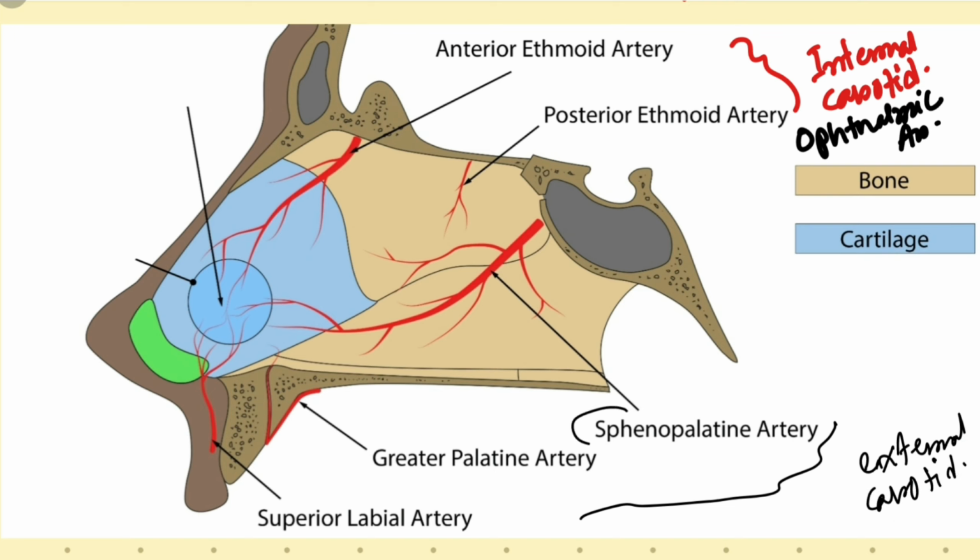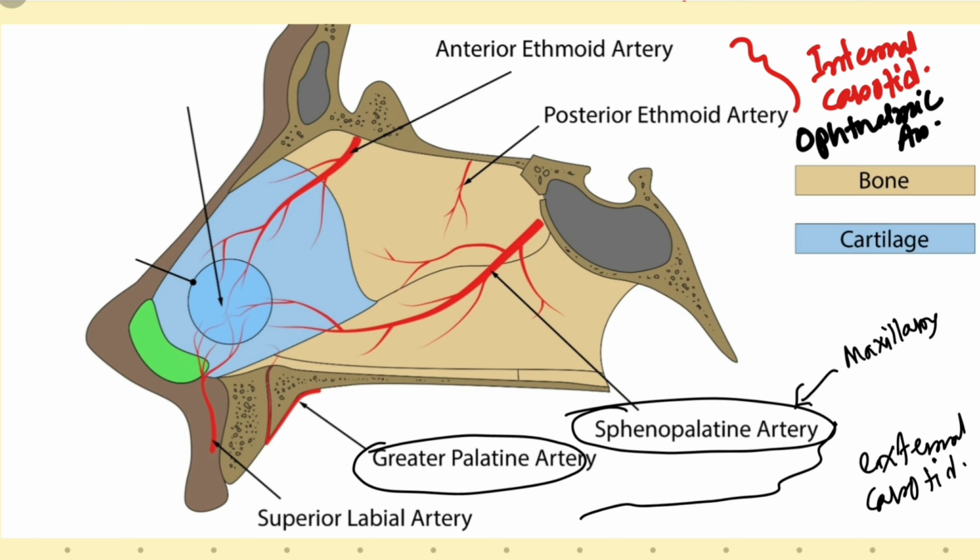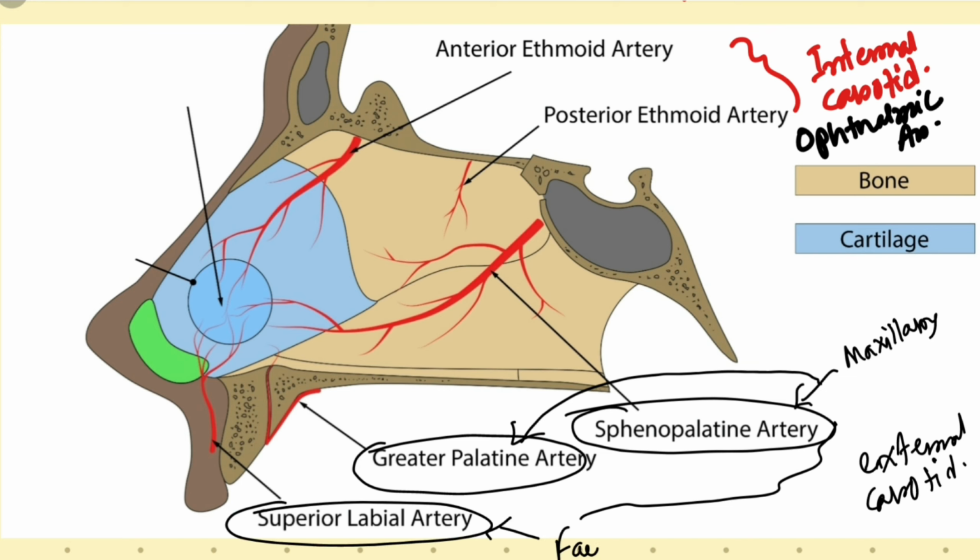Now this sphenopalatine artery is a branch of which artery? Do you remember? It is a branch of the maxillary artery, and it gives two branches. I told you it gives nasopalatine branches and posterior medial nasal branches. Now come to the greater palatine artery. It is again a branch of the maxillary artery. Then comes the superior labial artery. As it comes from below, you can guess it is a branch of the facial artery.